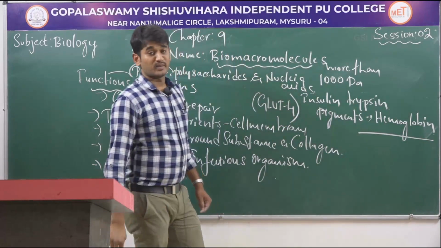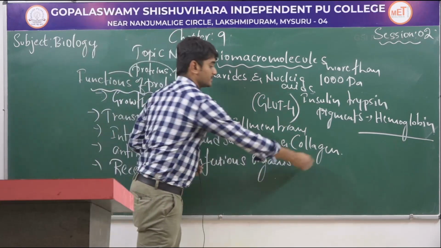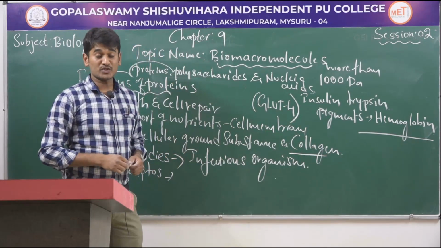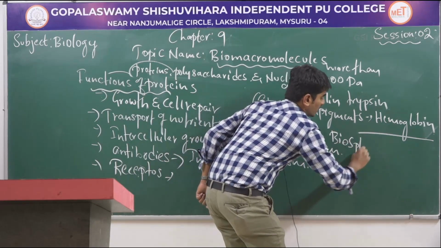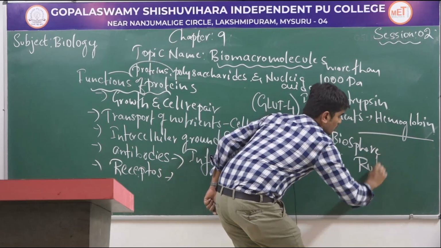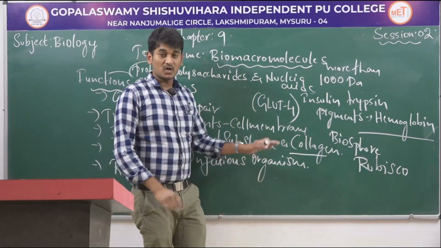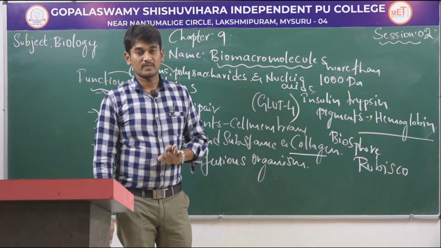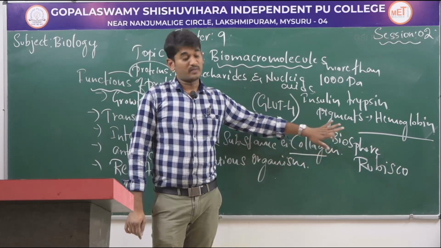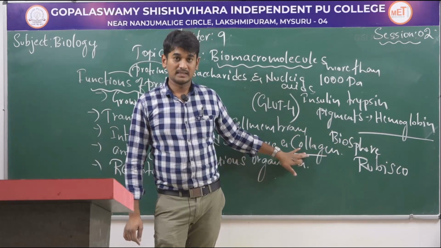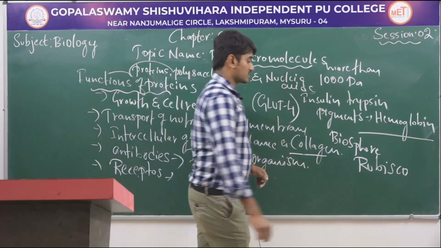The most abundant protein in the animal world is collagen. And the most abundant protein in the biosphere is Rubisco, which stands for ribulose bisphosphate carboxylase oxygenase. So this is the most abundant protein present in the biosphere. The most abundant in the animal world is collagen, and the most abundant protein in the biosphere is Rubisco.